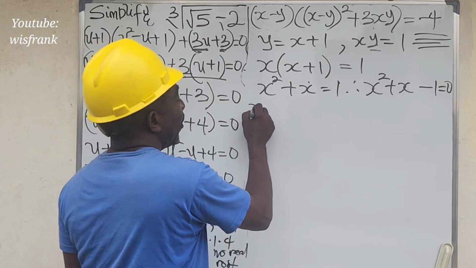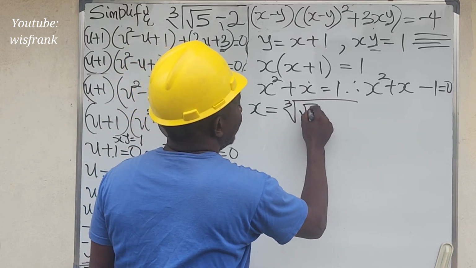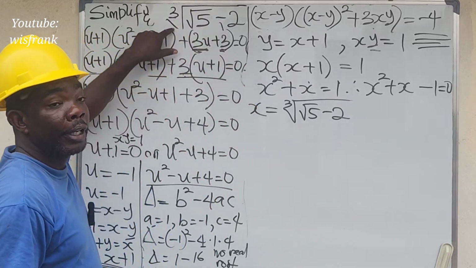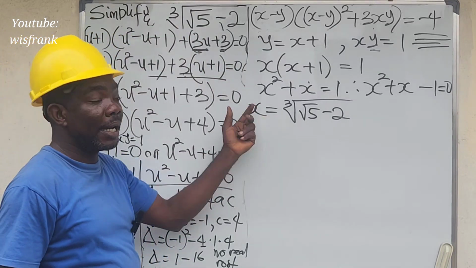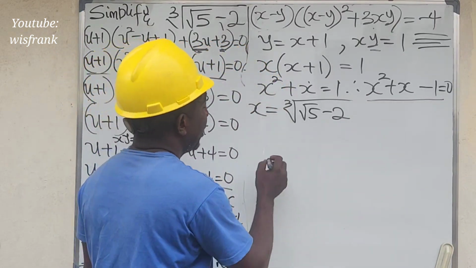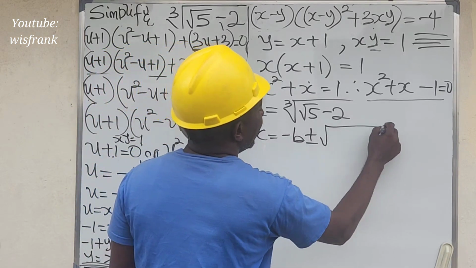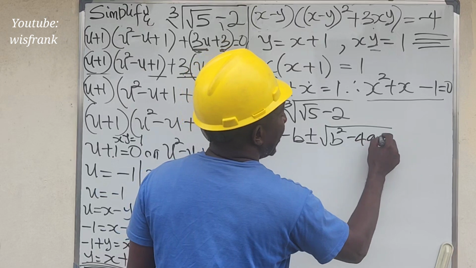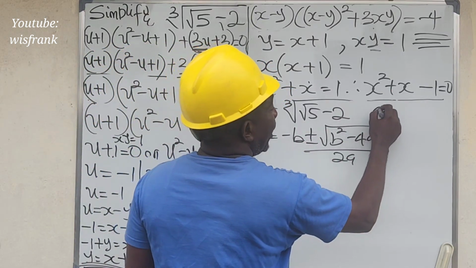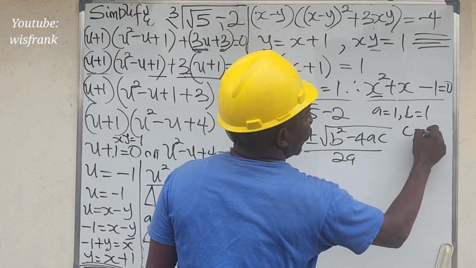Recall that we said that our x from the given equation equals the cube root of the square root of 5 minus 2. So this is what we are looking for, the simplification of this. We set x as this. And now we are going to look for the value of x from this equation using the quadratic formula. The quadratic formula is in the form x equals minus b plus or minus the square root of b to the power of 2 minus 4ac, all over 2a. From this equation, our value of a equals 1, our value of b equals 1, and our value of c equals minus 1.